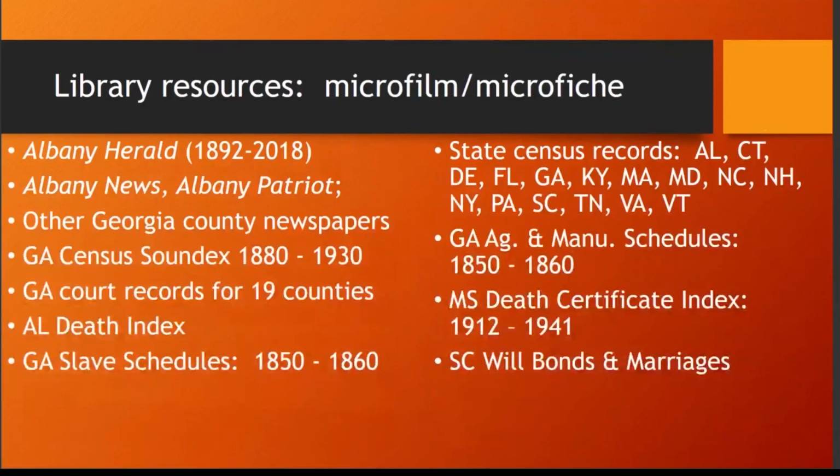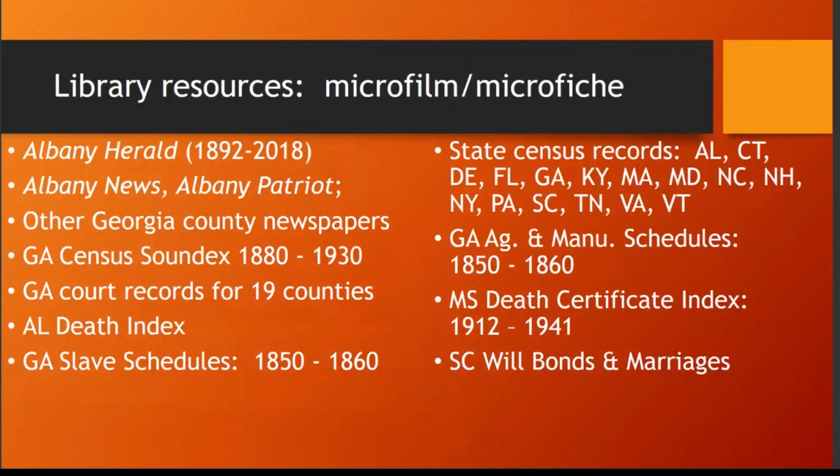Now, our microfilm resources. We have 50 big drawers of microfilm records. We have over 3,000 rolls of microfilm. We have census records for 13 states, including the Georgia slave schedules and agricultural schedules for 1850 and 1860. We have county court records on microfilm from 19 counties in southwest Georgia, and some of these are records that have not been digitized.